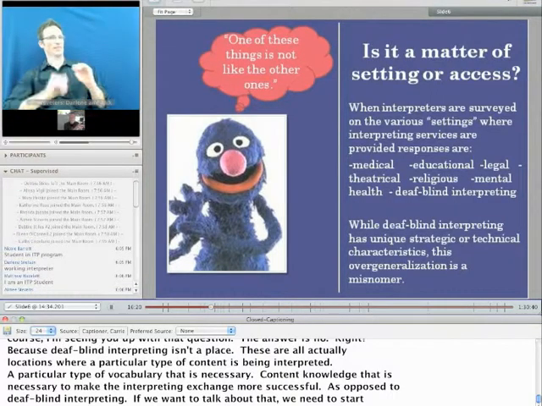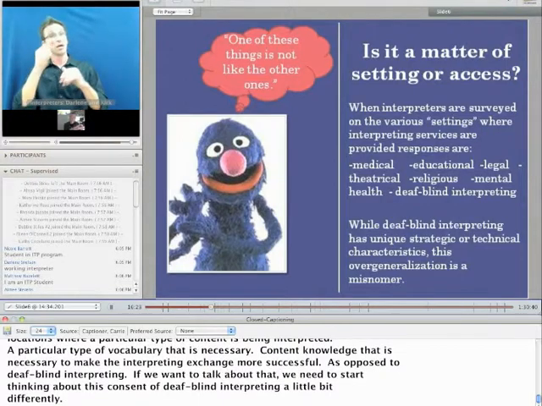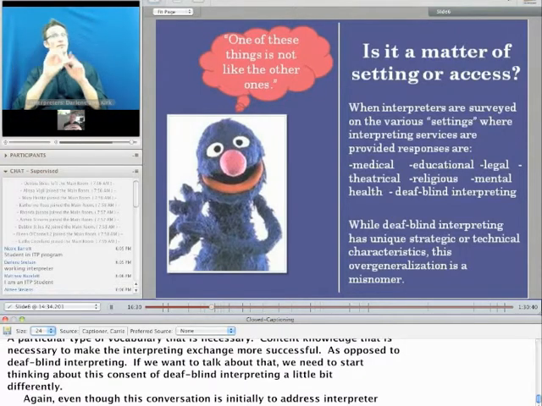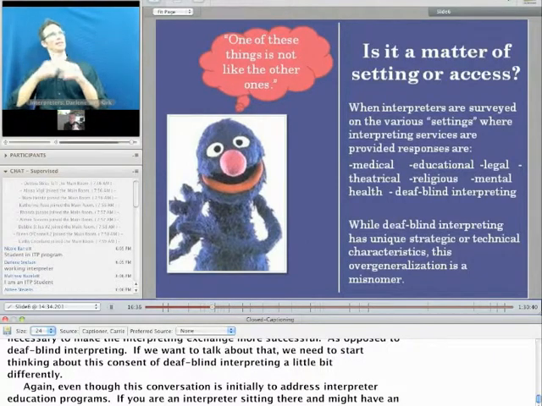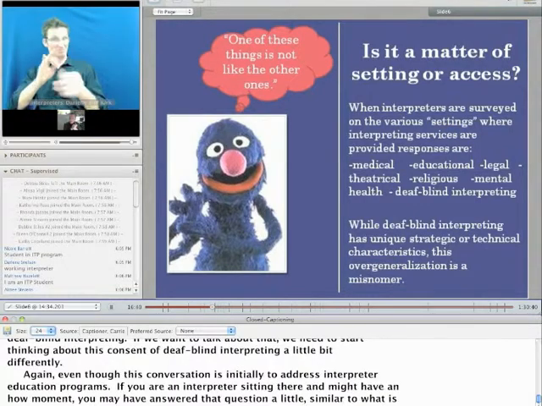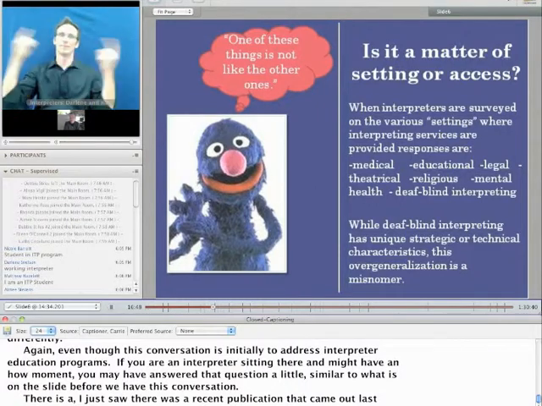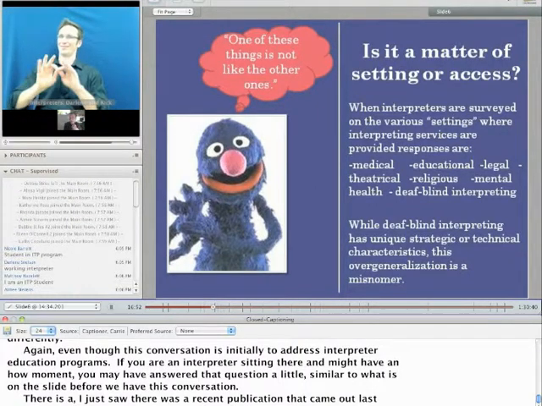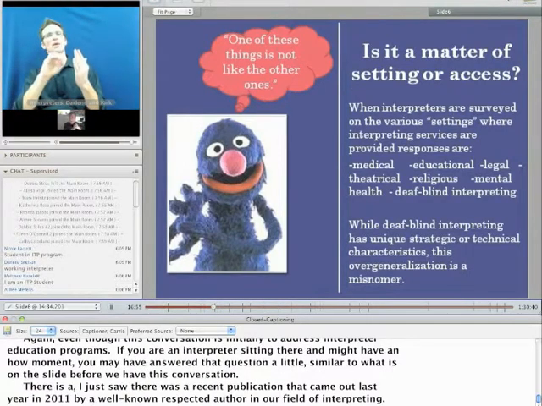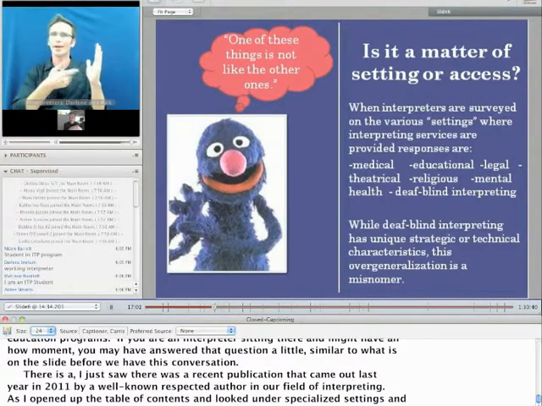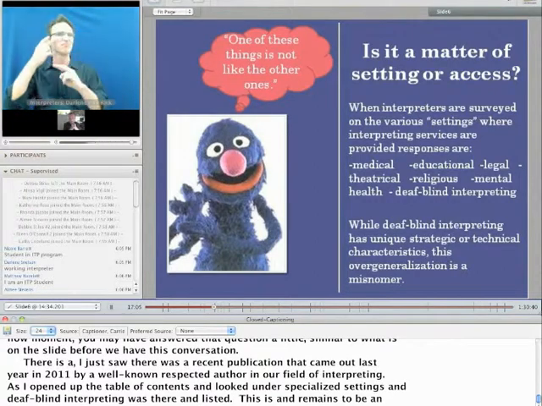And again, even though this conversation initially is to address interpreter education programs, if you're an interpreter and you're sitting there, you might have a little aha moment thinking, you may have answered that question yourself a little bit, similarly to what is here on the slide before we had this conversation. I just saw a recent publication that came out last year in 2011 by a well-known, respected author in our field of interpreting. As I opened up the table of contents and looked under specialized settings, deaf-blind interpreting was listed there. So this is and remains to be an issue, and I think it's because there's a lack of knowledge about the topic in general.